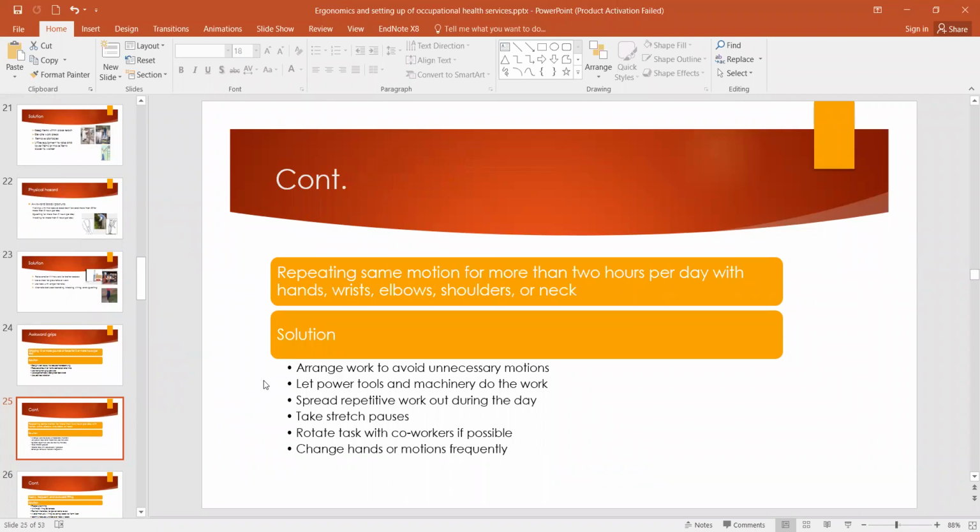If you are repeating the same motion for more than 2 hours per day with the hand, wrist, elbow, shoulders, or neck, then there is also a chance of injuries. The solution is to arrange work to avoid unnecessary motion, let power tools and machinery do the work, spread repetitive work during the day, take stretch pauses, rotate tasks with other co-workers if it is possible, and change hands or motion frequently.